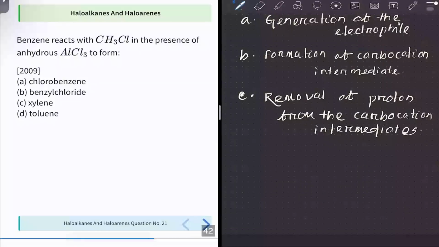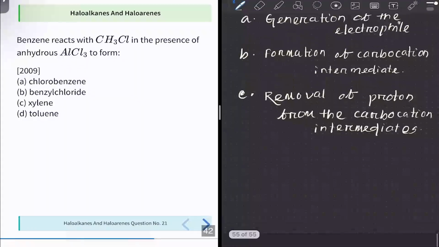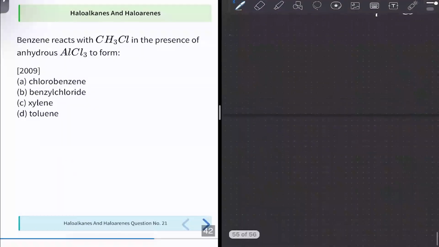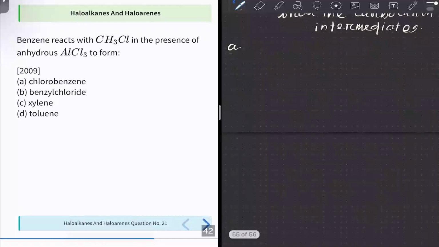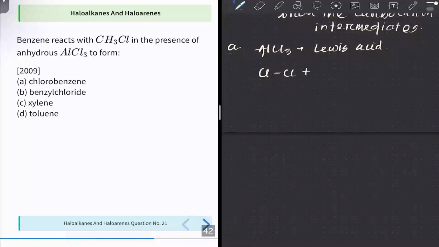So we'll write in the form of reactions now. The first step is generation of the electrophile. What will facilitate the generation of the electrophile? AlCl3. AlCl3 is a Lewis acid, so it will facilitate the formation of electrophiles. For example, let's suppose chlorine is present. AlCl3 will modify it into Cl plus and AlCl4 minus. This ion is called chloronium.